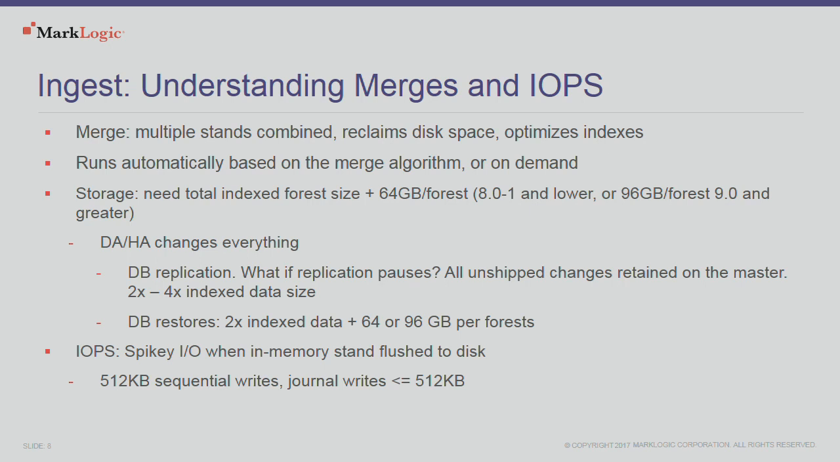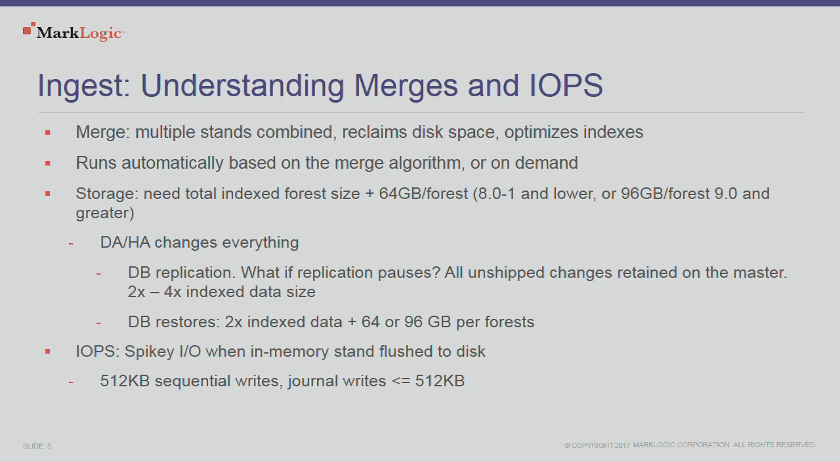Couple of things to keep in mind with merges. The big thing is storage. Because we're combining multiple stands and reclaiming disk space, you're going to actually need extra disk space to handle merges. And so at this point, generally about 1.5x your index data is a good rule of thumb. If you want to get more specific about it, for each forest, it's the total index forest size plus 64 gig per forest, and that's based on the max merge size. That number is going to change in 9.0, so something to keep in mind there.